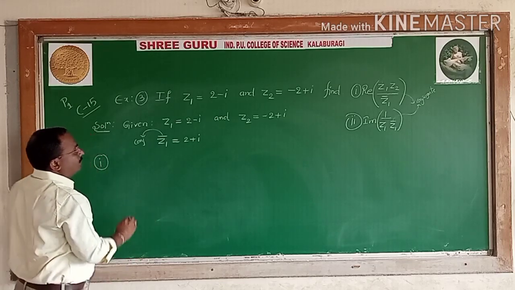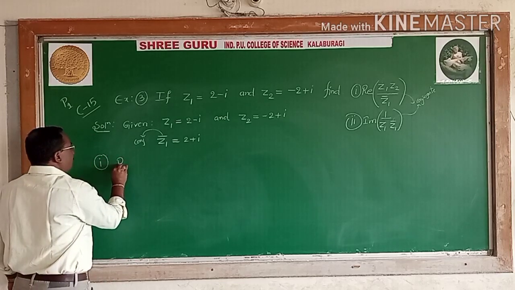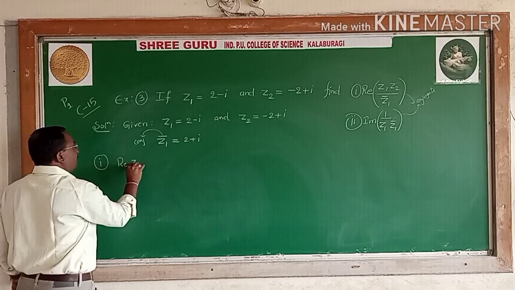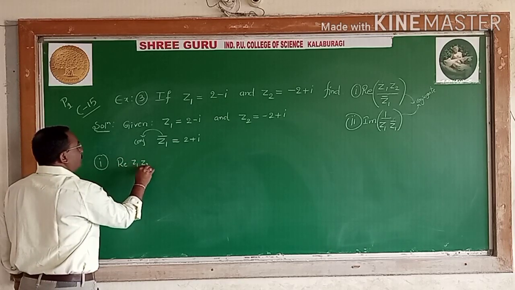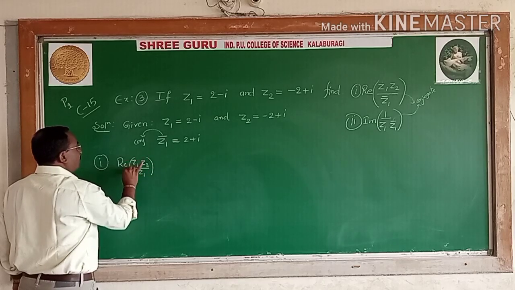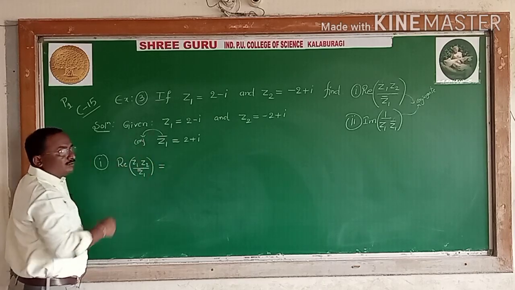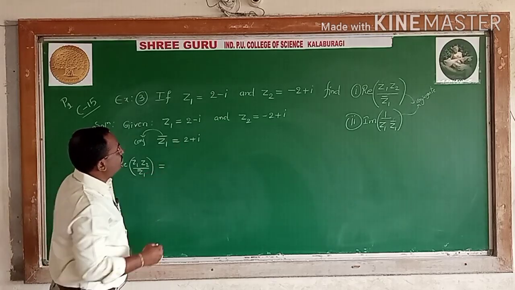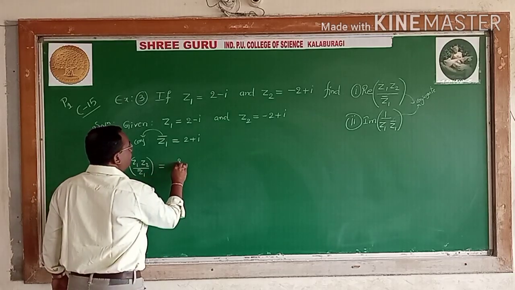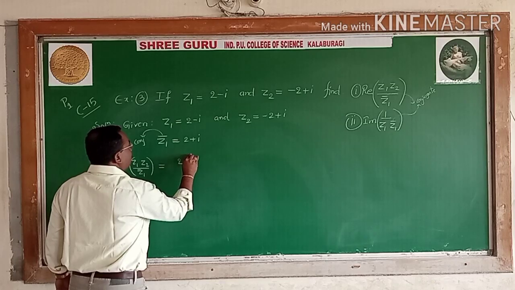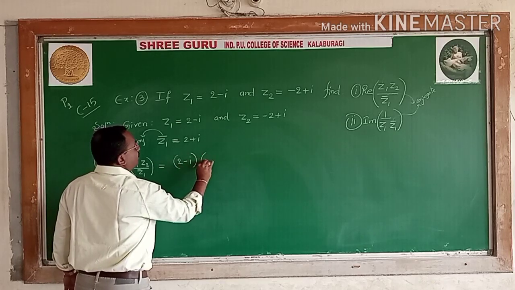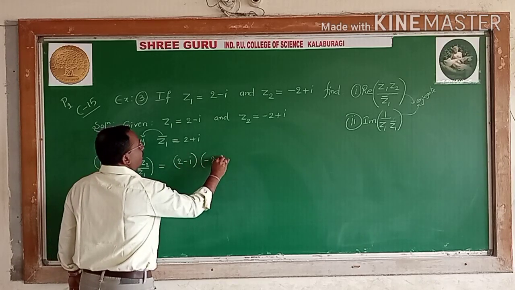Find out the real part of Z2 divided by Z1 bar. First, simplify Z1 and Z2. Z1 is 2 minus i. Z2 is minus 2 plus i.